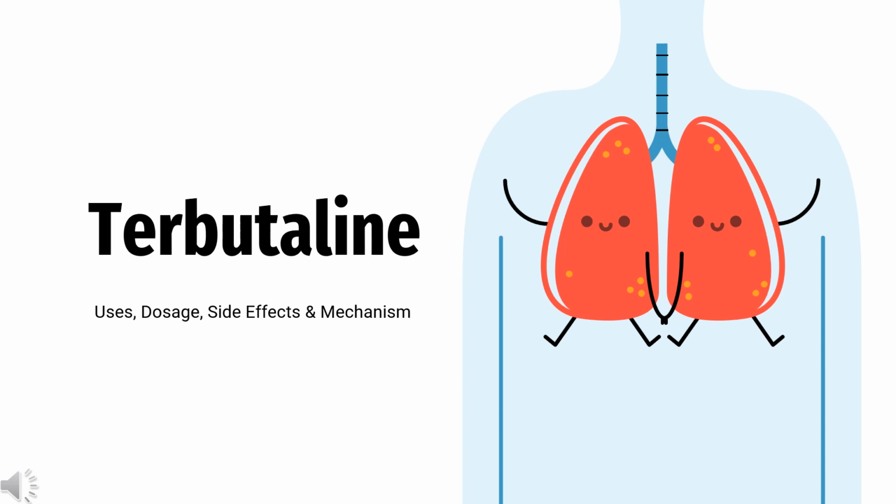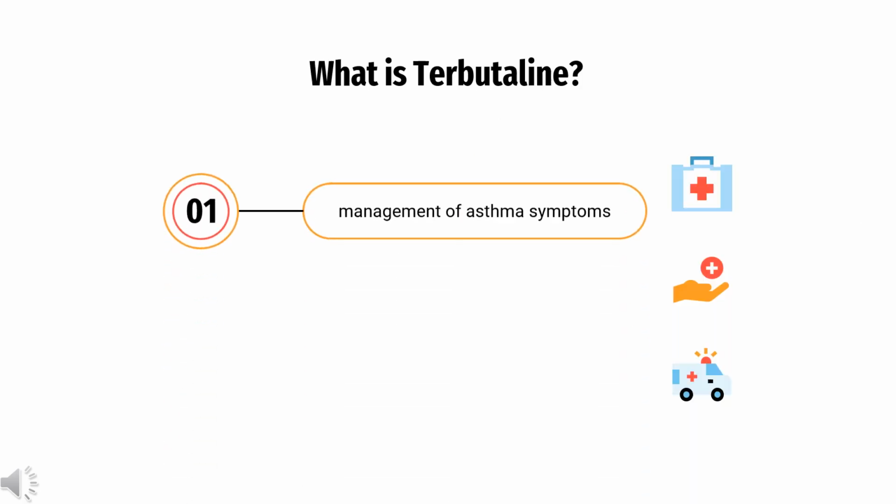Terbutaline is a beta-2 adrenergic agonist used as a bronchodilator and to prevent premature labor. In this video, let's find out: What is terbutaline? What is terbutaline used for? Contraindications. What are the side effects of taking terbutaline? How does terbutaline work? How to use terbutaline?